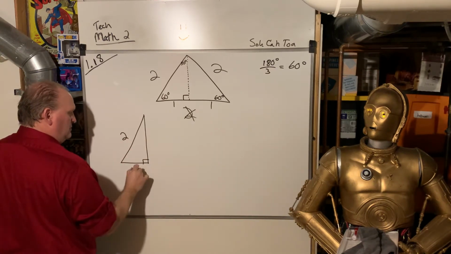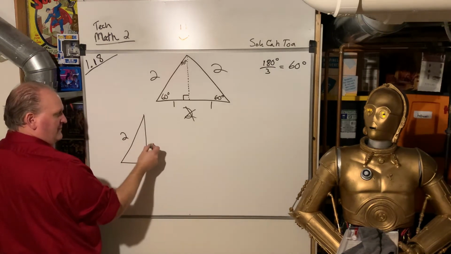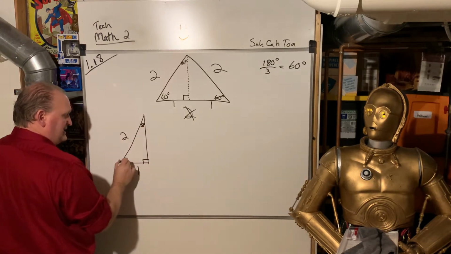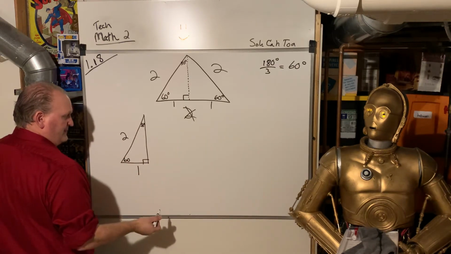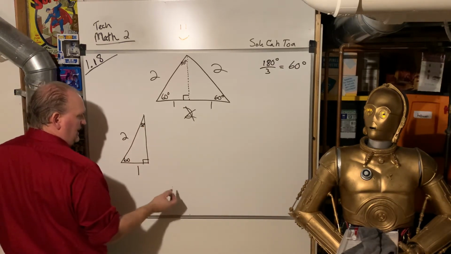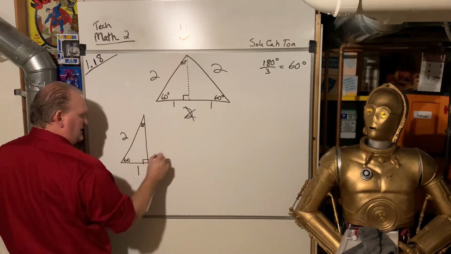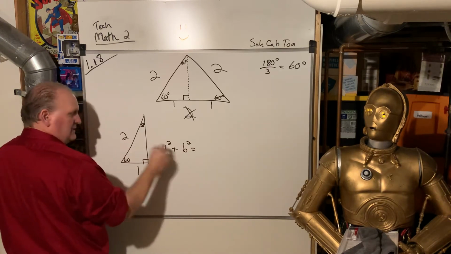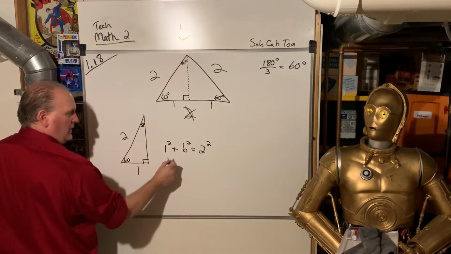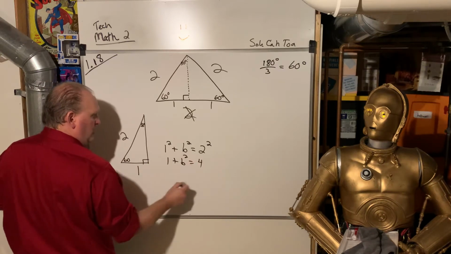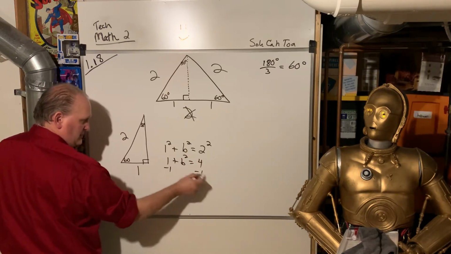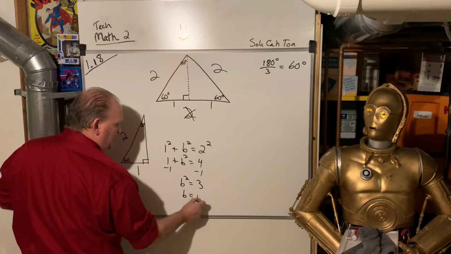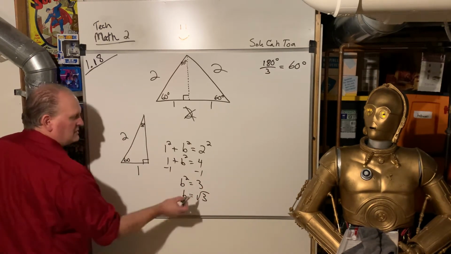So we have 2, we have 1, we have our brain and the Pythagorean theorem, so we can find this length. We know this is 30 degrees. We know this is 60 degrees. Okay? And so 30, 60, 90 triangle. Pythagorean theorem says a squared plus b squared is equal to c squared. So 1 plus b squared is equal to 4. Isolate the variable, so we subtract 1 from both sides. B squared is equal to 3. Take the square root. It's plus or minus, but since it's a length, it's only plus. So the square root of 3.